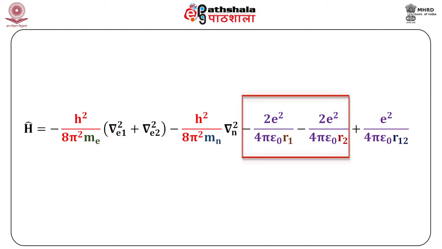And then we have two terms, minus 2 e square upon 4 pi epsilon 0 r1, minus 2 e square upon 4 pi epsilon 0 r2. These are the attraction terms. These basically represent the potential energy of attraction between the nucleus and electron 1, and second is the potential energy of attraction between the nucleus and electron 2.